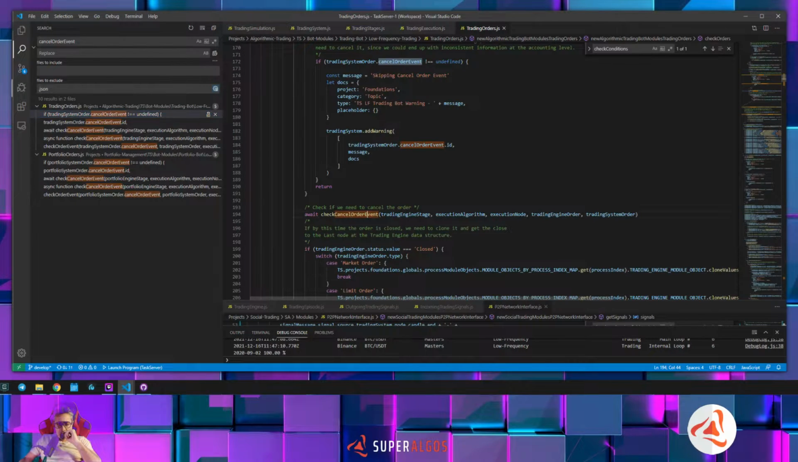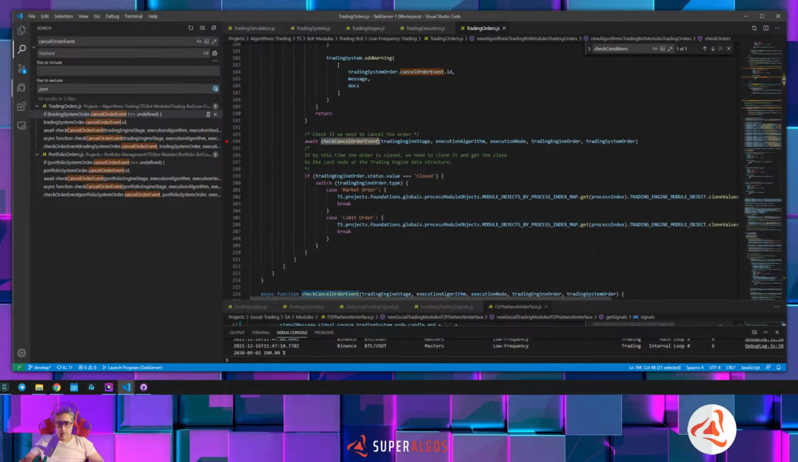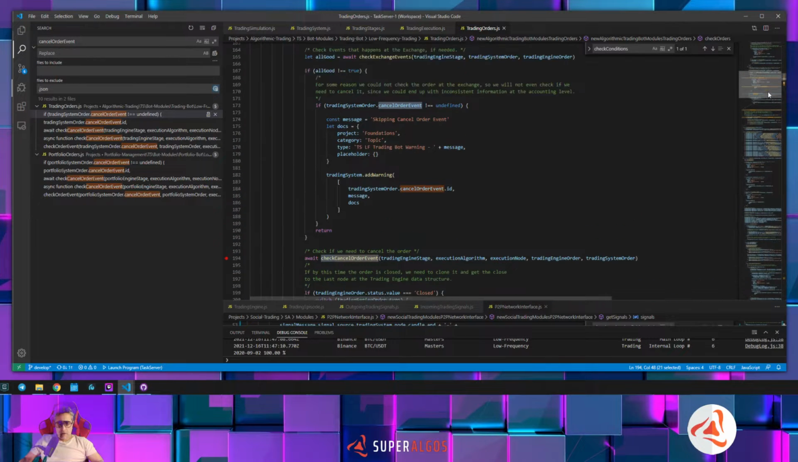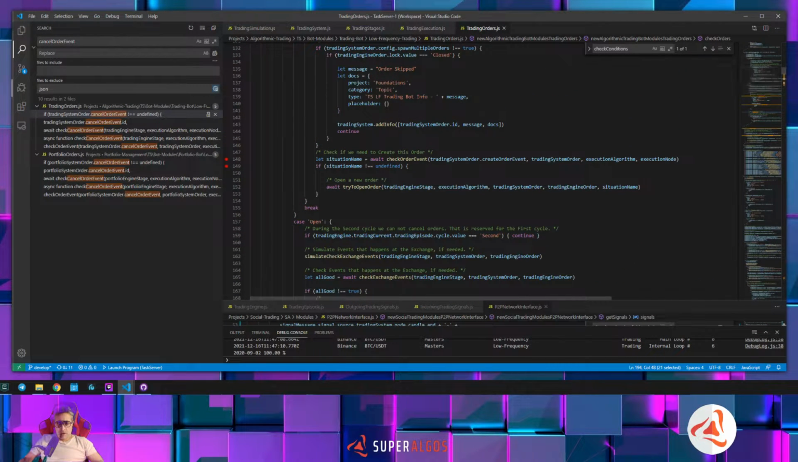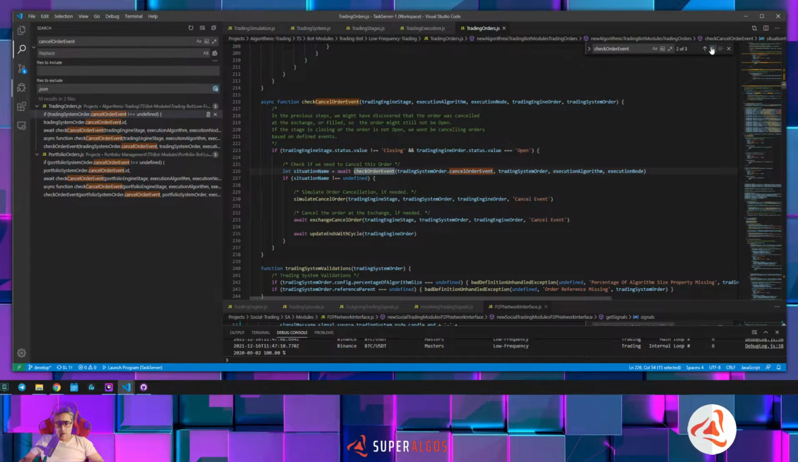Check cancel order event. There is also a specific function. It can be outside of this or maybe even inside of this. So where are we? We're going to put this breakpoint there. The other one is here. So I want to see the definition. Trading engine stage, execution algorithm, execution node.